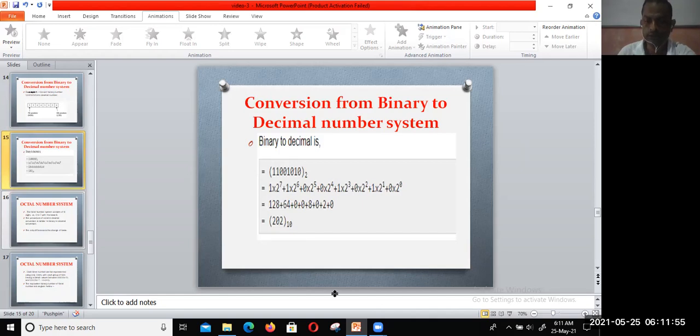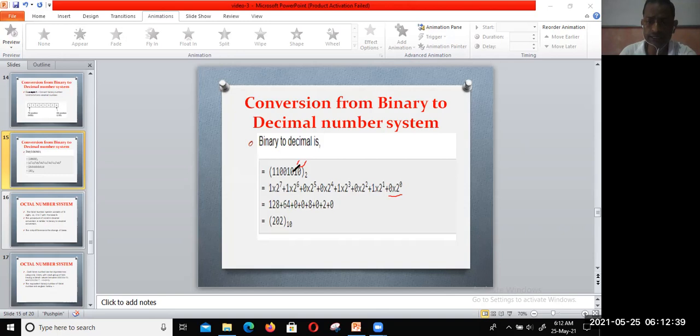Now, what is the place value? First of all, we write down the base, and go from right to left, and see the position. This is the 0th position. This is 0 multiplied by 2 to the power 0, that is 1. Second, from the rightmost side, 1 multiplied by 2 to the power 1.